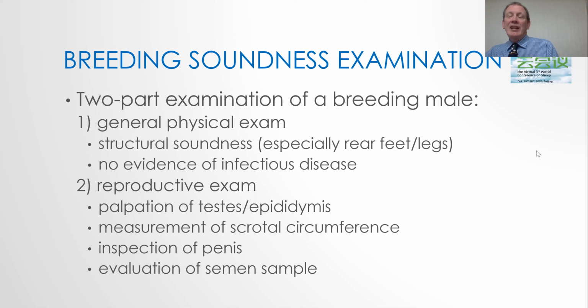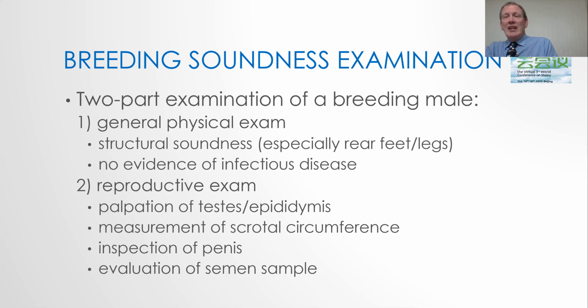Now, we know that this is a two-part examination of this breeding male. The first part is a general physical exam where we're going to look at structural soundness, particularly in the feet and leg area. You think about that ram mounting multiple ewes, depending upon whether it's intensively managed or semi-intensively managed, we may, in some circumstances, have as many as 150 ewes per one ram. And so he's going to be very busy and mounting and putting a lot of his own body weight on his rear legs when he's mating.